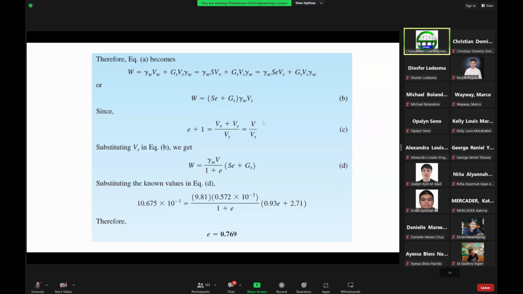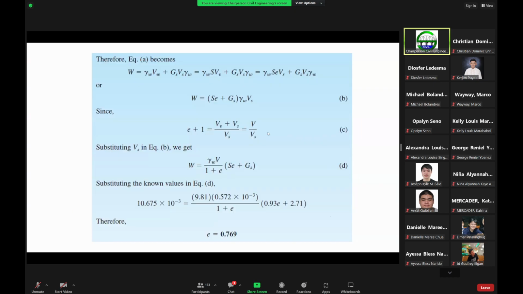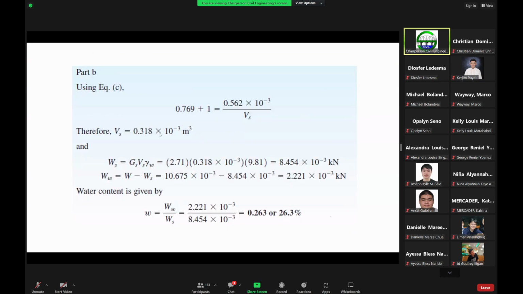So this is indeed 0.562, no? So this must be 0.562. This is the total volume over the volume of the solids. So from here, we can get the volume of the soil solids. Now that we have the volume of the solids, we can compute the weight of the soil solids, which is given by this formula.